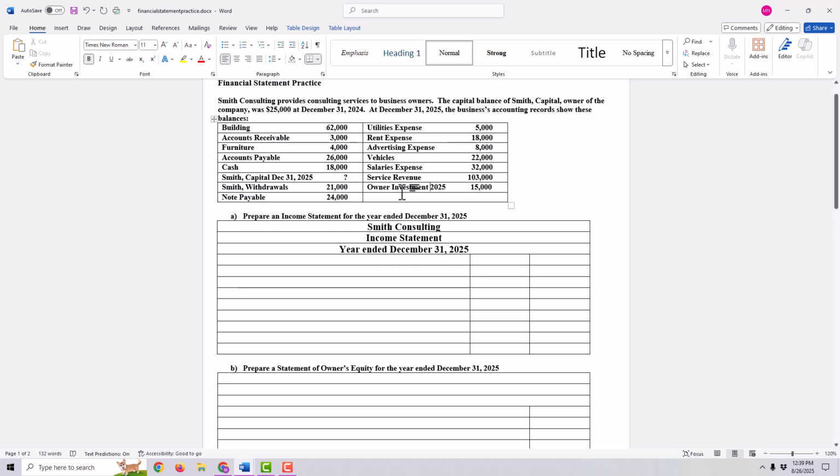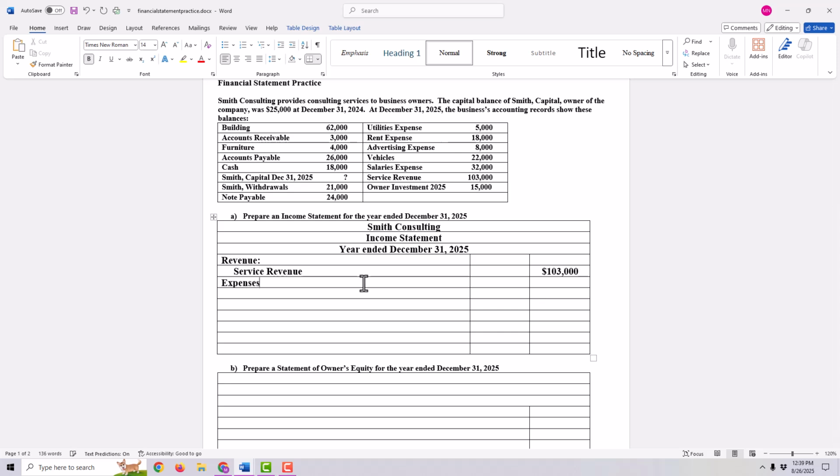The first thing you would put on here would be the service revenue. So I'm going to put a heading that says revenue because sometimes you have more than one revenue account to list. And then over on the right, I'm going to need to put the 103,000.